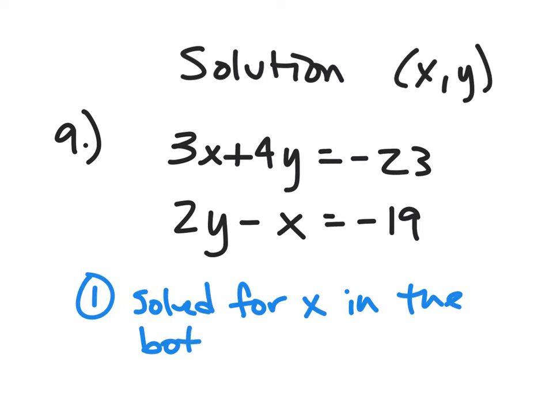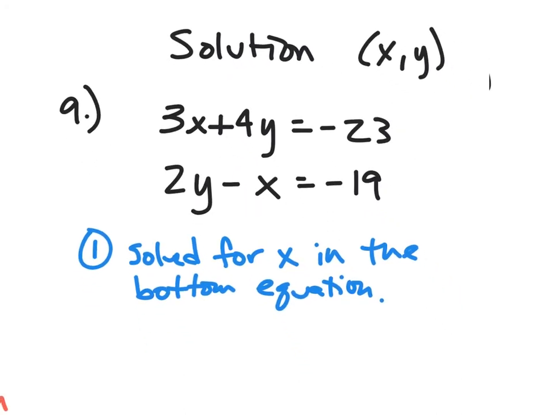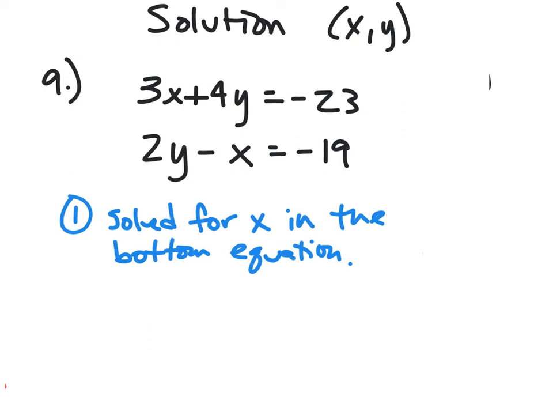Do you guys remember doing this? Maybe, maybe not. Okay. Here is how I would do this problem, okay? What I would do, I'm going to solve this bottom equation for x. So first thing I would do is rewrite it. And I would say, all right, I got 2y minus x equals -19. If I'm solving this equation, I can do this a number of ways. But the way I did it was I added x to both sides.